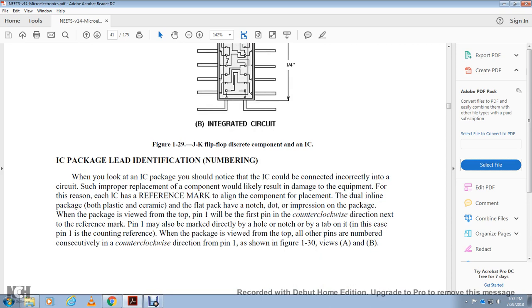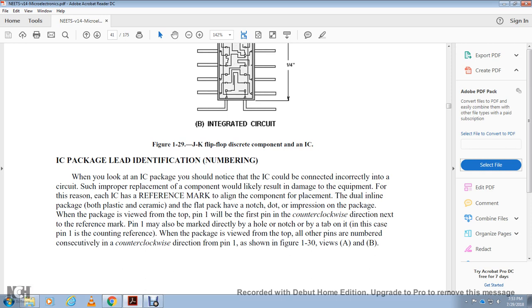The integrated packaging leads to identification numbering. When you're looking at the integrated circuit packaging, you should know that the integrated circuit cannot be connected incorrectly into the circuit. Improper replacement of the component would likely result in damage to the equipment. For this reason, integrated circuits have a reference mark for component placement, such as the dual inline pack, both plastic and ceramic, and the flat pack, with a notch, dot, or impression on the package.